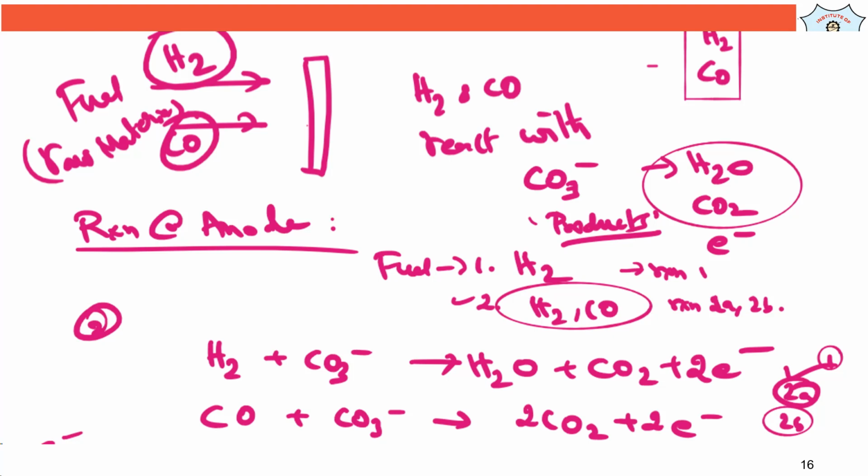If it is only hydrogen, only the first reaction will take place. In the second case, reactions 2A and 2B will take place. The products formed at the anode are water and carbon dioxide.